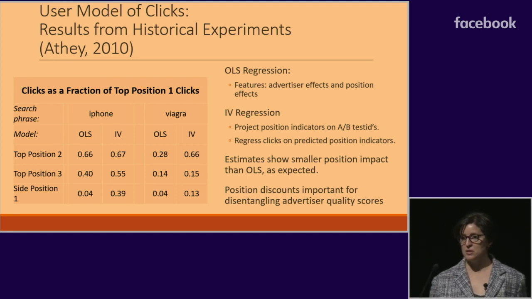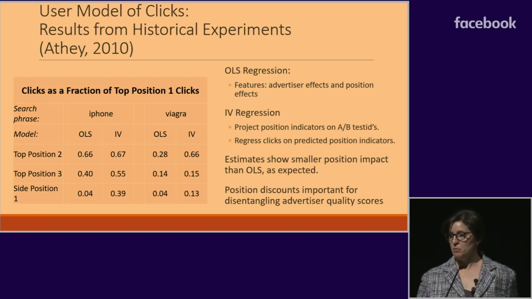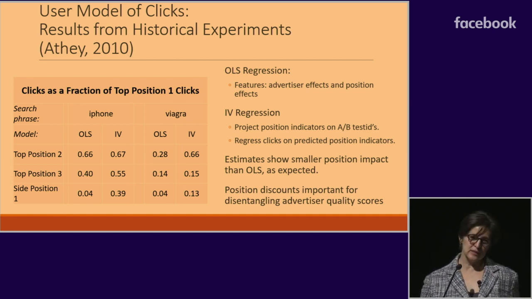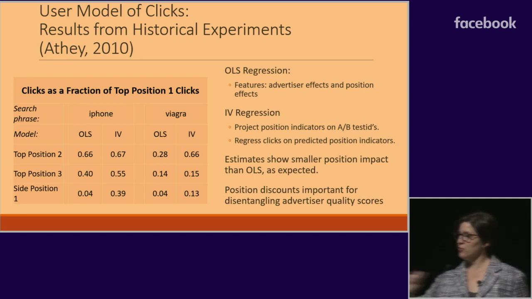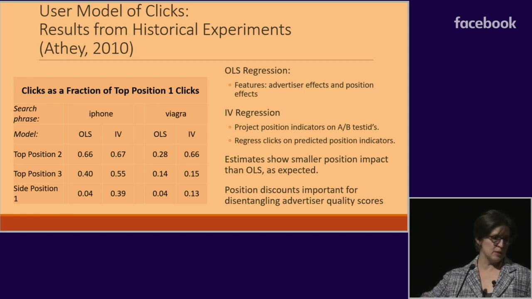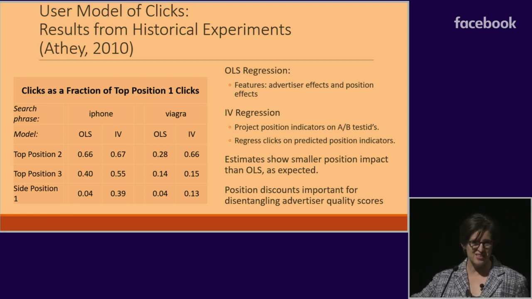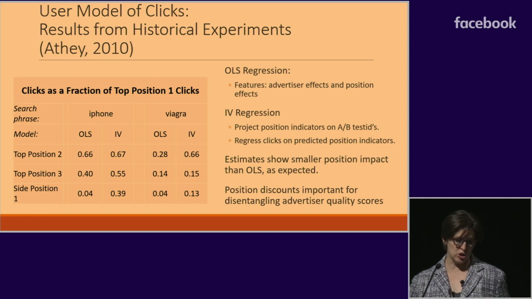But of course, this is not a causal effect because Bing isn't stupid, and they put the best ads on top. So an ad in the second position might get clicked less, not just because it's in the second position, but also because the ad is less relevant. So what we did is we used the identifiers for a whole bunch of A/B tests. And again, these A/B tests were not designed to do ranking, but they just had the consequence of affecting ranking. And we used those as instruments for the treatment, for the position of the ad.